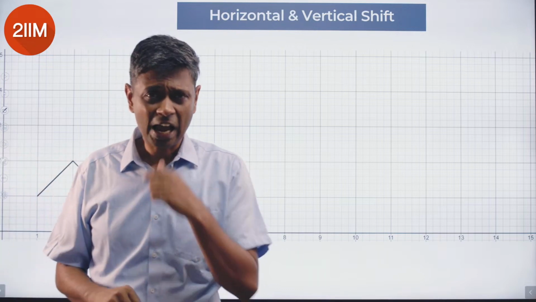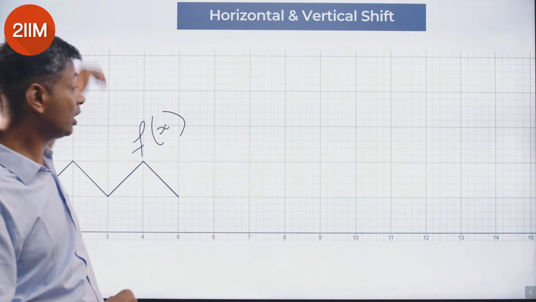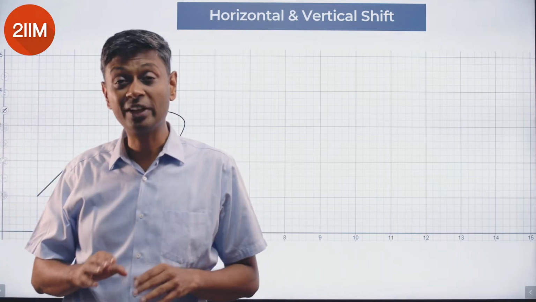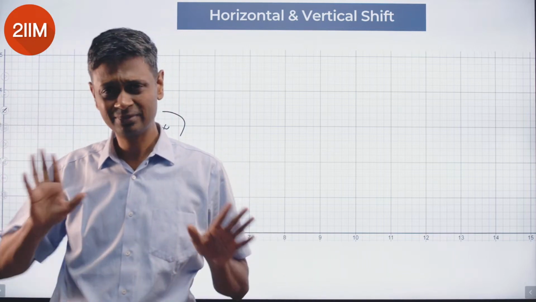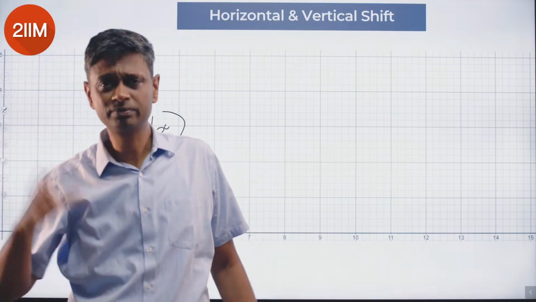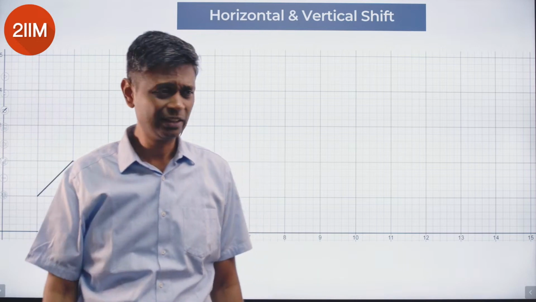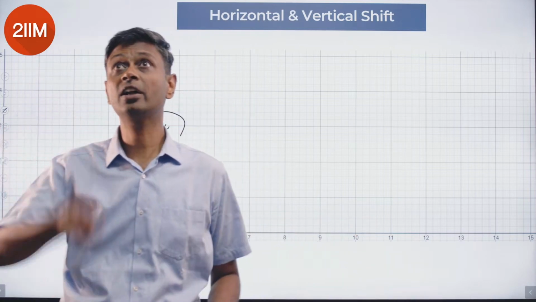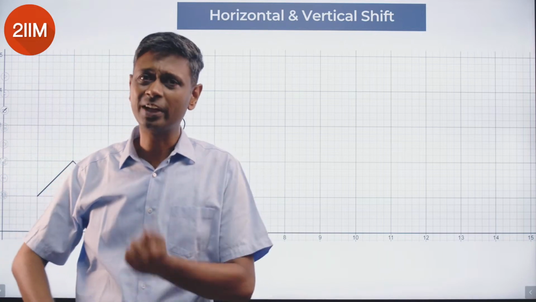Suppose I don't want to take it up, I want to take it down by 5 units. Y equal to f of x minus 5. Nice, simple. Plus 5, we drag it up. Minus 5, we take it down. Done. Now I want to take it to the right. I've dragged it up, I've dragged it down, and now I want to take it to the right.